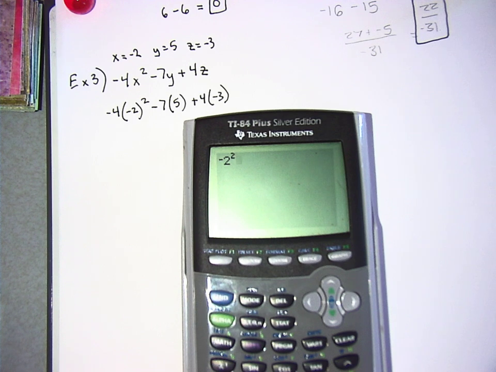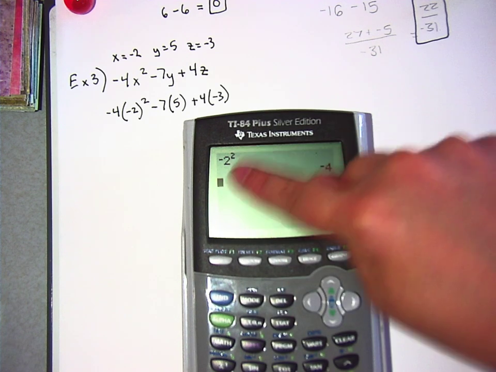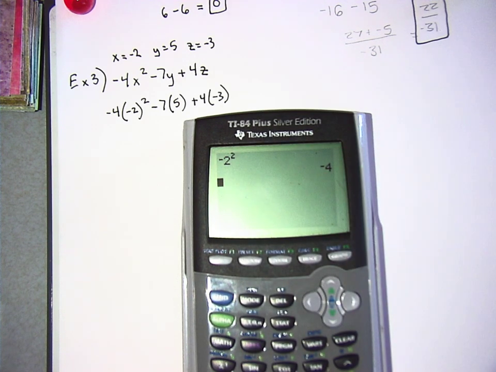Positive 4, because a negative times a negative is a positive, but your calculator says it's negative 4 because calculators are stupid, okay? That's because calculators follow PEMDAS to the death. So what this calculator is doing is it's doing 2 squared, and then it's multiplying by a negative 1.